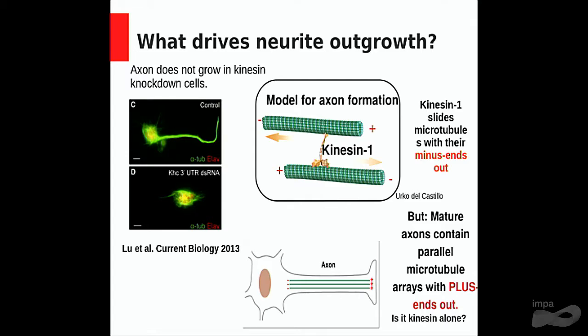What else is there? What guarantees that microtubules in axons are plus end forward and not minus end forward?